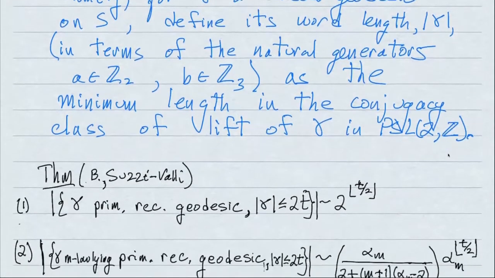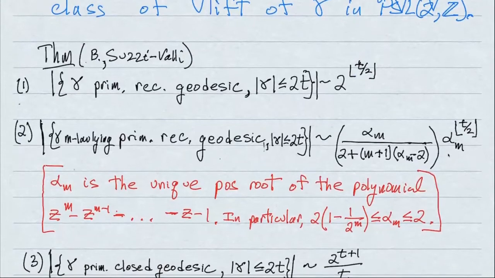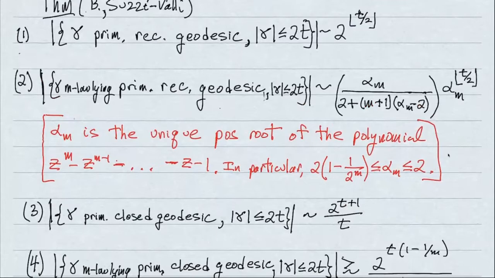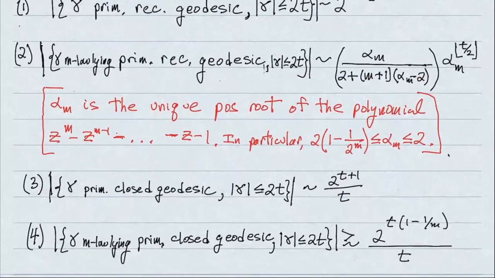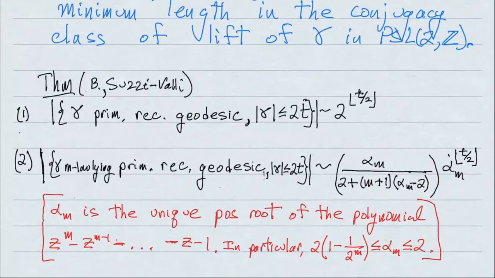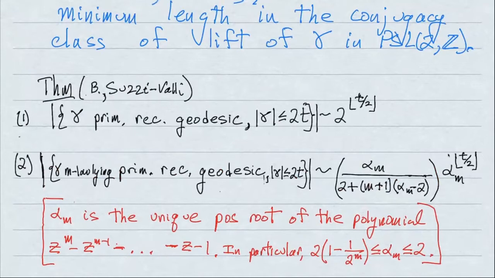So here we go. I'll state the theorem, and then I'll come back and explain. Can you see down to, I can't quite fit the whole thing on the page, so maybe I'll do this. So here are the first 2 items. Let me explain. We're considering here primitive reciprocal geodesics whose word length is less than 2t. The reason for the 2 is that word length is always even.